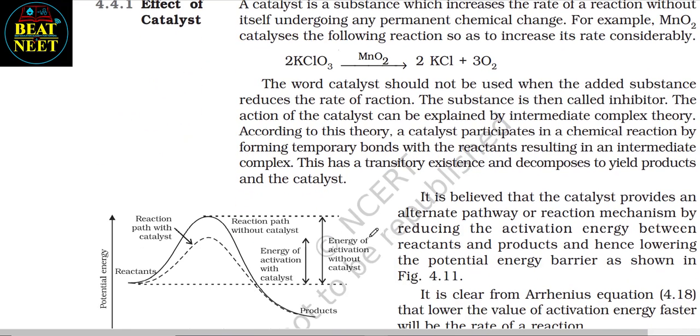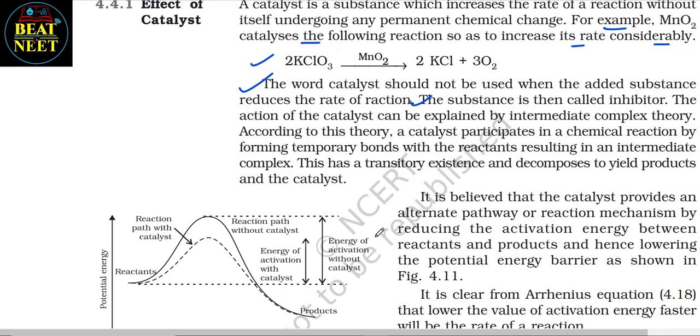4.4.1 Effect of catalyst. A catalyst is a substance which increases the rate of reaction without itself undergoing any permanent chemical change. For example, MnO2 catalyzes the following reaction so as to increase its rate considerably: 2KClO3 gives 2KCl plus 3O2 in the presence of MnO2. The word catalyst should not be used when the added substance reduces the rate of reaction. The substance is then called an inhibitor.